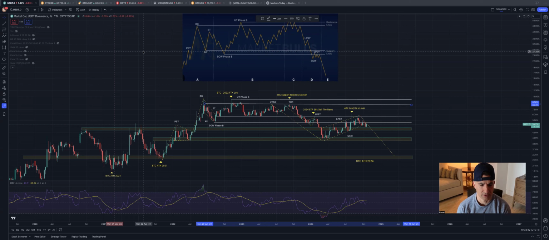Then I'm going to go through some Bitcoin high time frame on the weekly chart, low time frame on the daily chart, MicroStrategy, the Bitcoin mining ETF WGMI denominated in Bitcoin. And I think that's going to cover it for today, folks.